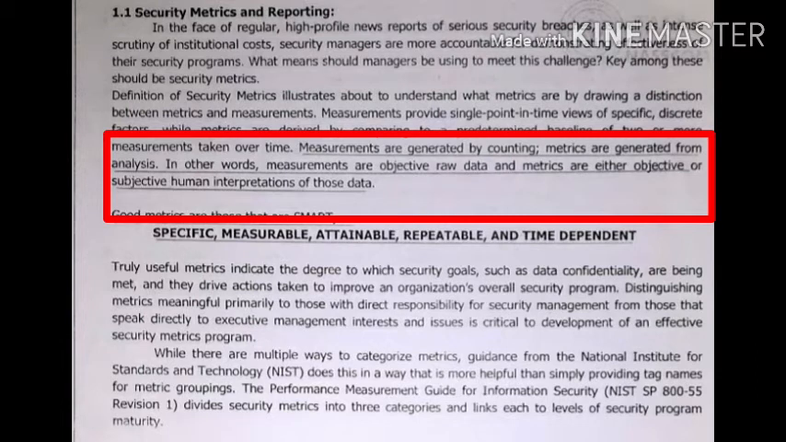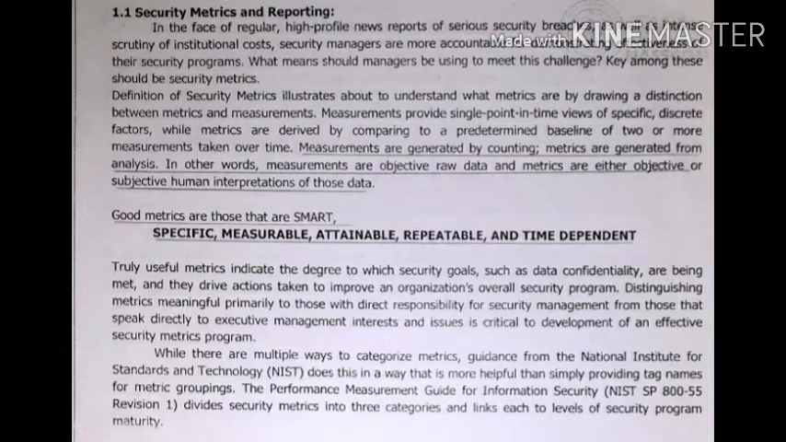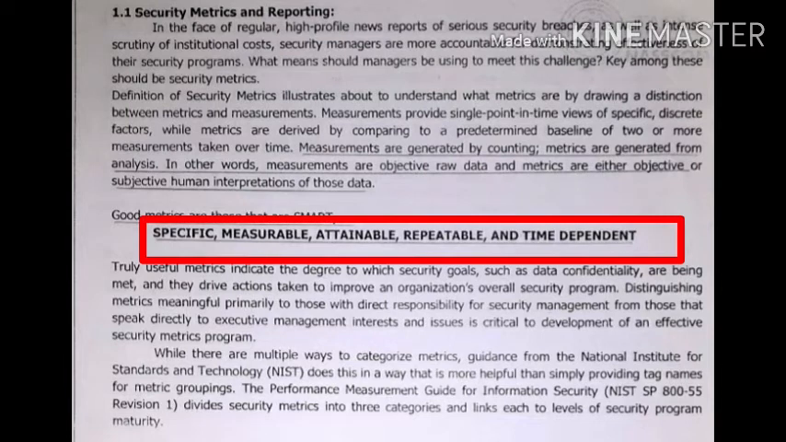In other words, measurements are objective raw data, and metrics are either objective or subjective human interpretation of those data. Good metrics are those that are SMART. SMART is attributed as specific, measurable, attainable, repeatable, and time-dependent.